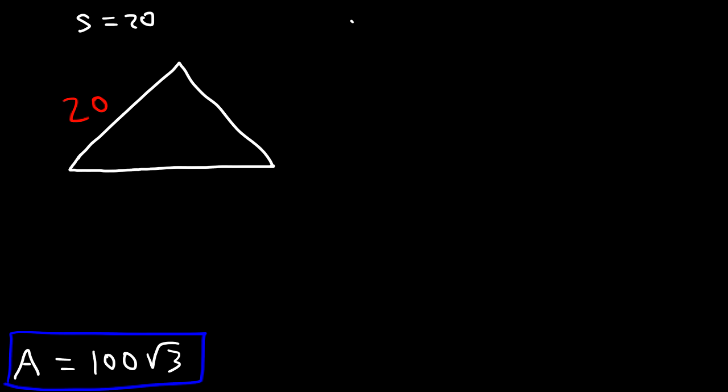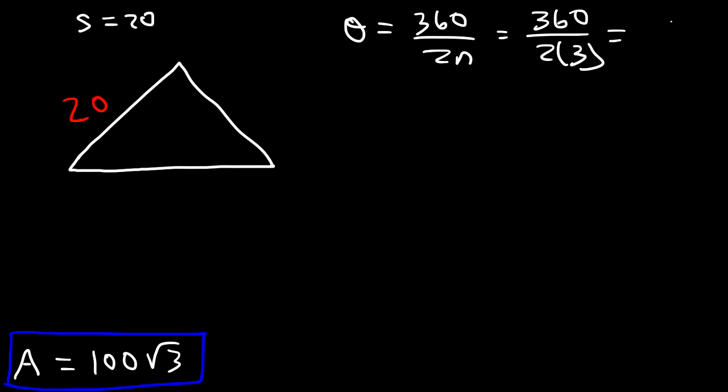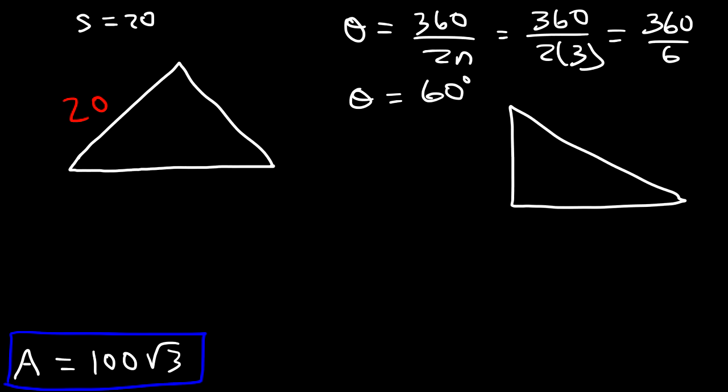So first, let's calculate theta. So we know it's 360 divided by 2n. And for a triangle, there's 3 sides. And 2 times 3 is 6. So 360 divided by 6 is 60 degrees. So now that we have that angle, let's calculate the apothem. Now, if s is 20, this side, s divided by 2, that's 20 divided by 2, so that's 10.